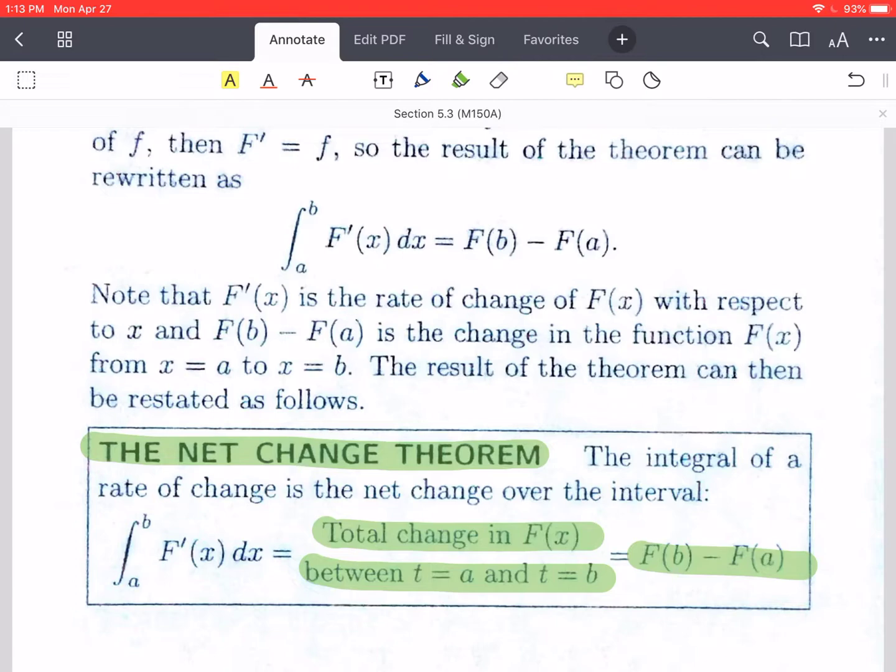So net change takes into account both positives and negatives, because you could have positive velocity and negative velocity, moving forward, moving backwards. So when we say net change in distance, we're talking about your distance from where you started.